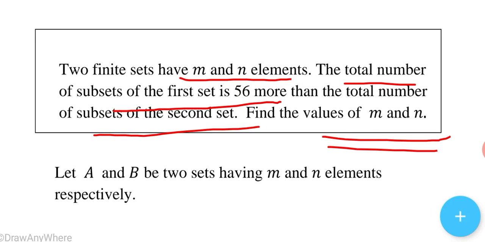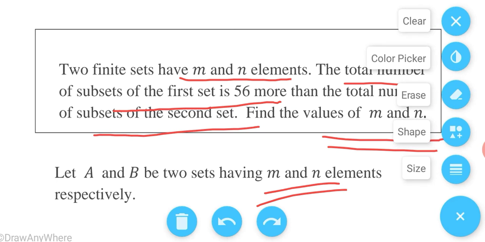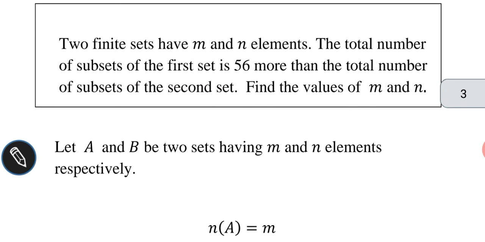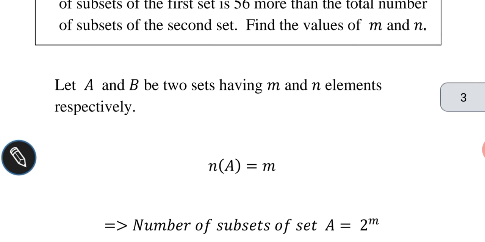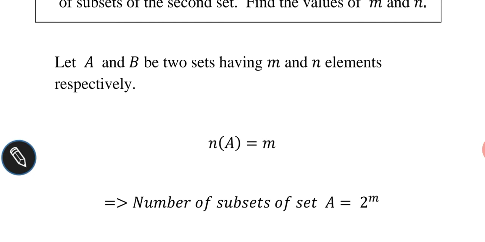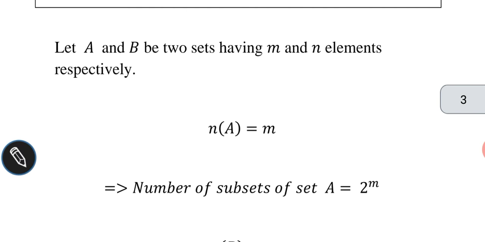Let capital A and capital B be the two sets having m and n elements respectively. So n(A) equals m. The number of subsets of set A equals 2 power m, since set A has m elements, so there will be 2 power m subsets.